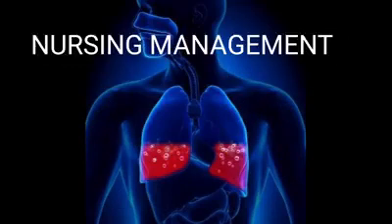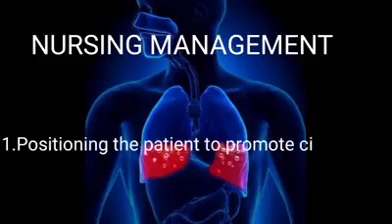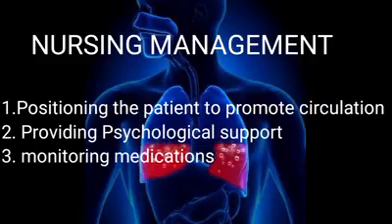Then for the nursing intervention, proper positioning can help reduce venous return to the heart. So the patient is positioned upright, preferably with the legs dangling over the side of the bed. And this has the immediate effect of decreasing venous return, decreasing right ventricular stroke volume, and decreasing lung congestion. Providing psychological support is also important to minimize the patient's fear and anxiety.